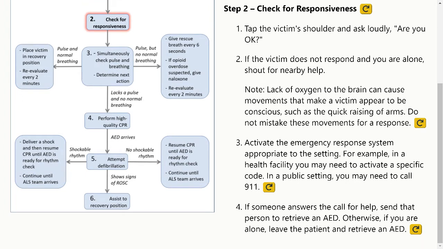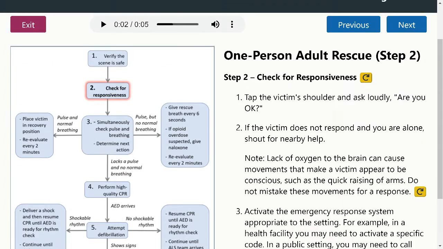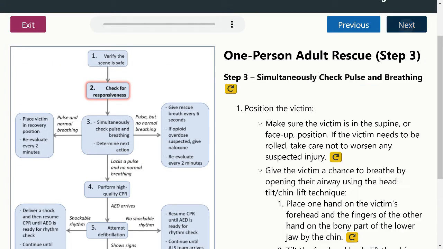So you'll activate the emergency response system appropriate to the setting. For example, in a health facility, you might need to activate a specific code. In a public setting, you might need to call 911. If you're by yourself, everybody has their cell phone, so just whip it out, put it on speaker, dial 911, and proceed to do what you need to do. If someone answers a call for help, send that person to get the AED. Otherwise, if you're alone, leave the patient and retrieve an AED. You still need the AED even if you're by yourself, but it's helpful if you have 2 people.